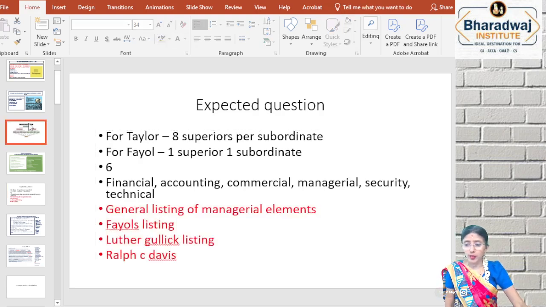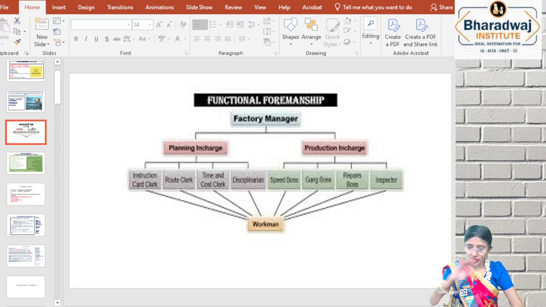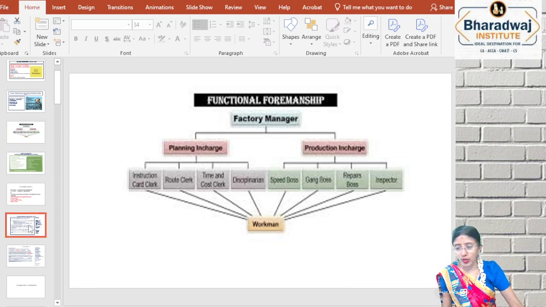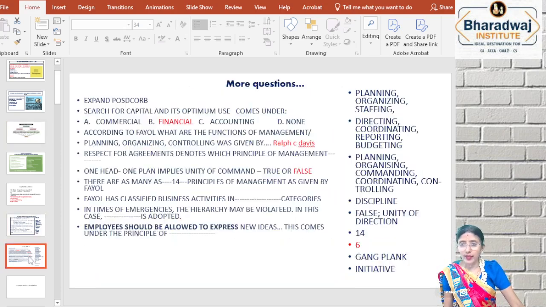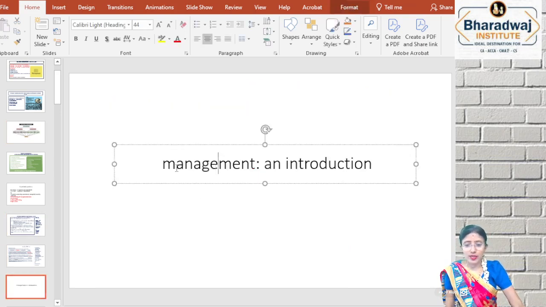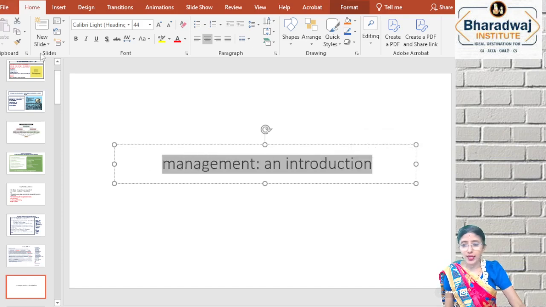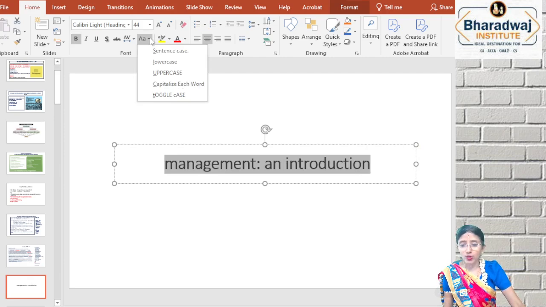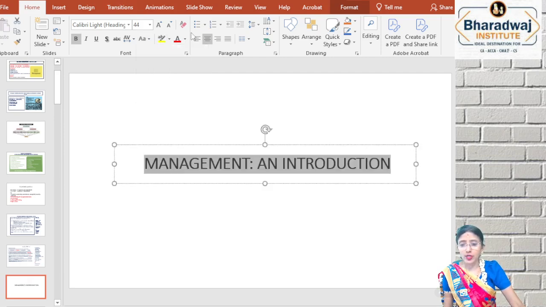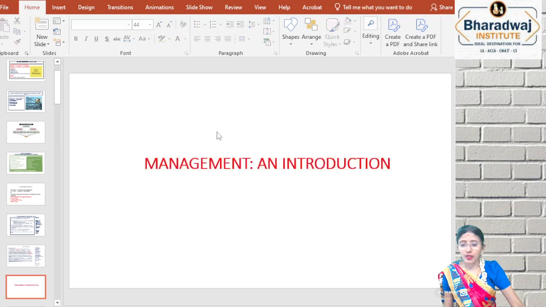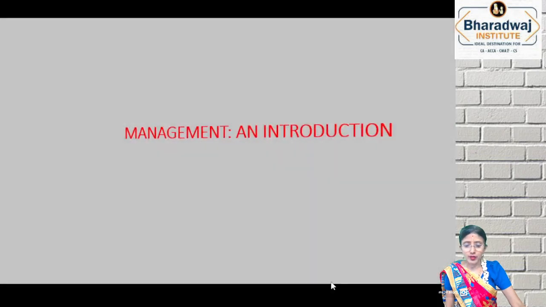Functional foremanship, please revise properly because we have given the main classification and explanation for each of these, a line or two. So are you clear now with Taylor and Fayol? Yes. So that we can start with nature and scope of management. You have a lot of exercises which are being done for you. You are expected to note it. Shall we begin the management segment? Nature and process of management.